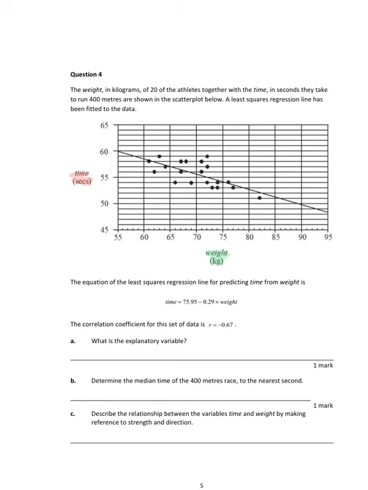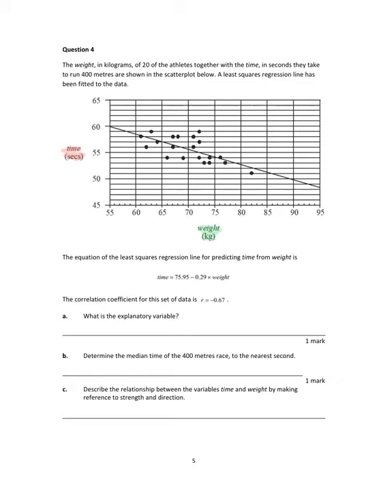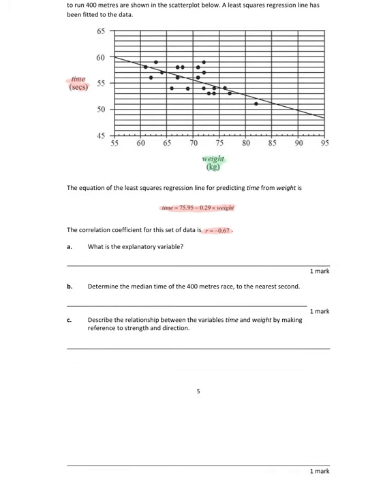We've got an equation as well, which is predicting the time from someone's weight. What this equation's saying is that someone's time will be 75.95 seconds, and every kilogram of weight they add on, their time will decrease by 0.29 seconds. We've also been given an R value there. It has moderate strength, and it's a negative correlation as well. So as weight increases, time will decrease.